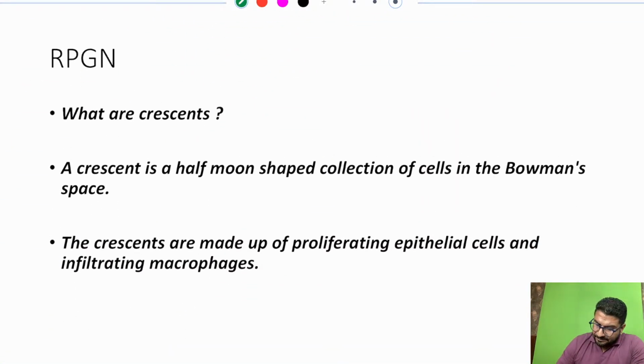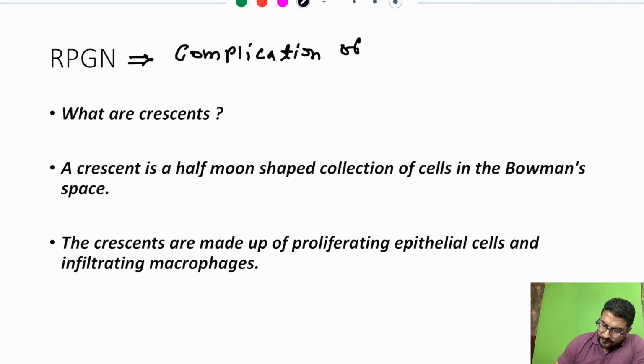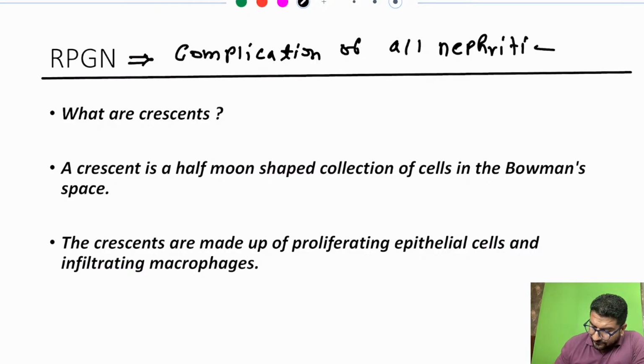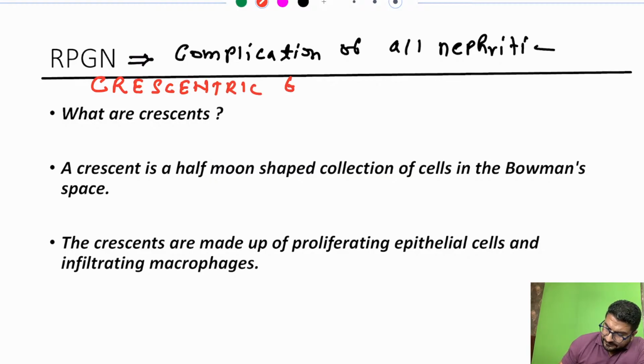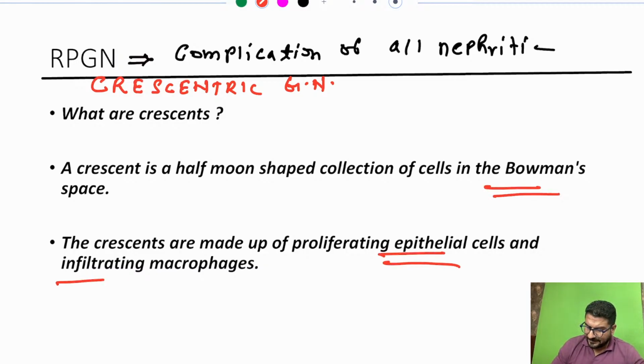Lastly, I can say RPGN. RPGN is actually a complication form, a complicated form. So it is a complication of all nephritic syndromes. All nephritic syndromes can convert into RPGN, and the hallmark feature you will see here will be crescents. So we also call this crescentic glomerulonephritis. Now what are these crescents? Understand, these are half moon shaped collections of cells in Bowman space. These are made up of epithelial cells and macrophages.